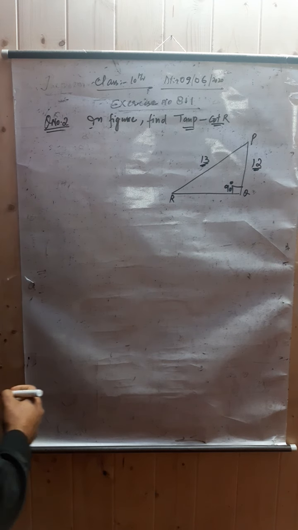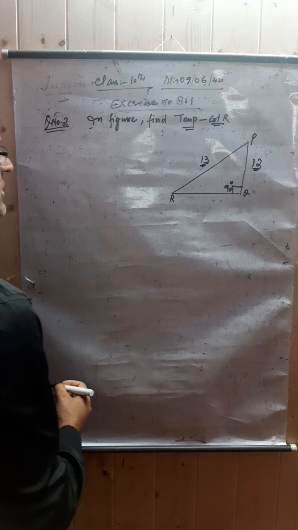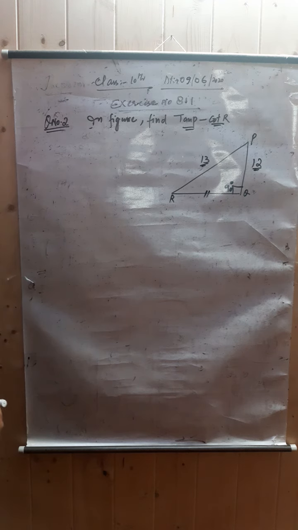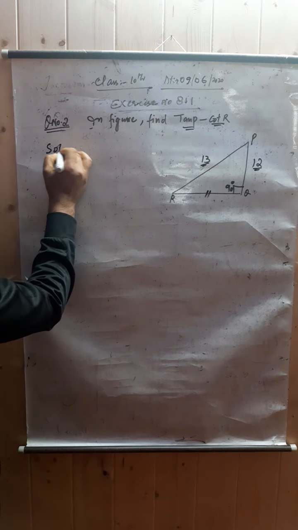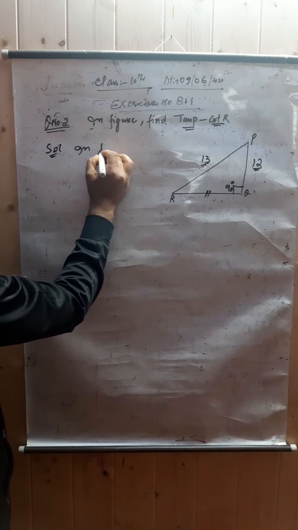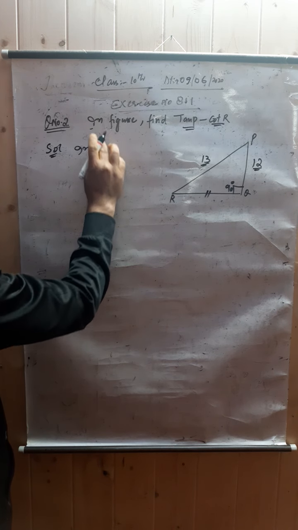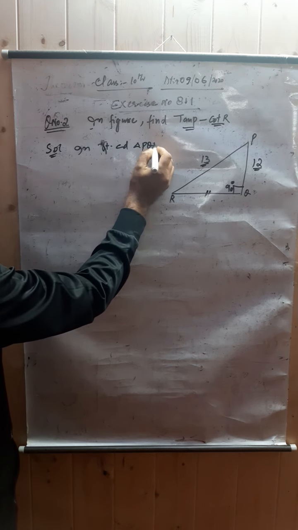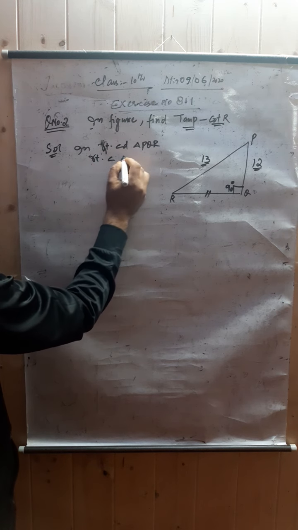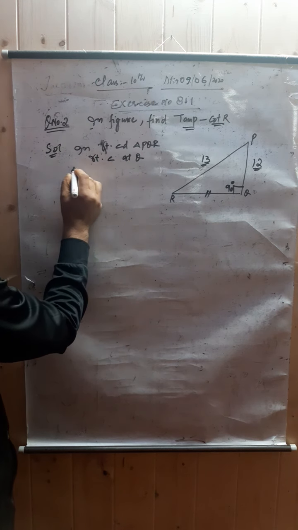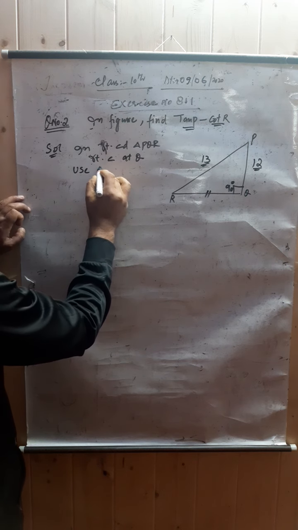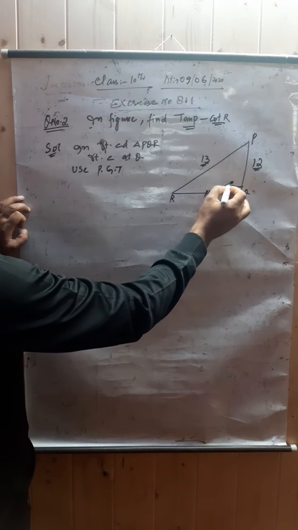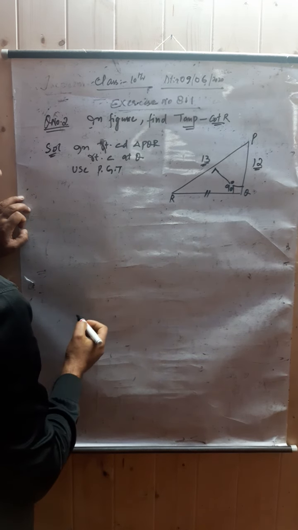Dear viewers, as you are aware, once two sides of a right angle triangle are given, the third can be calculated with the help of the Pythagorean theorem. So we will take the right angle triangle PQR, right angle at Q, and use the Pythagoras theorem. Pythagoras says the hypotenuse square is equal to the sum of the squares of the other two sides.